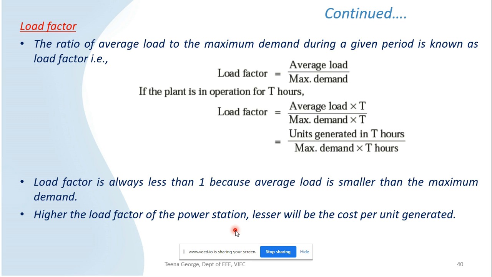And higher the load factor on a power station means lesser the maximum demand. That means lesser the cost of power produced. So higher the load factor, lesser will be the cost per unit generated.